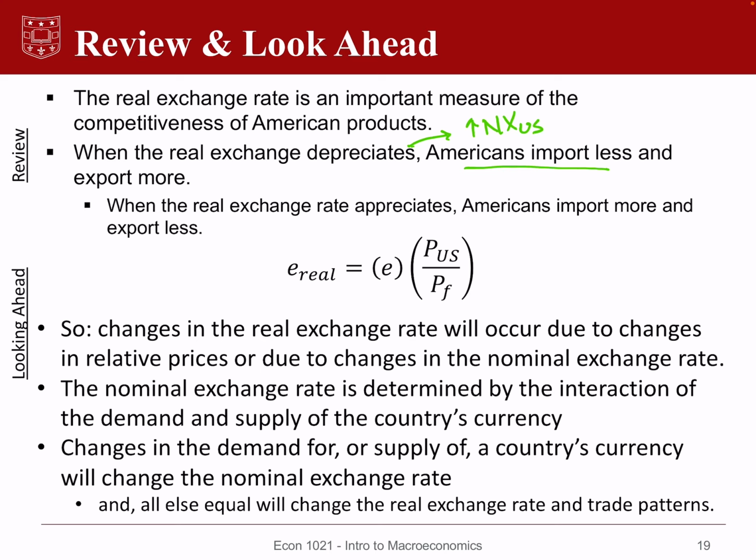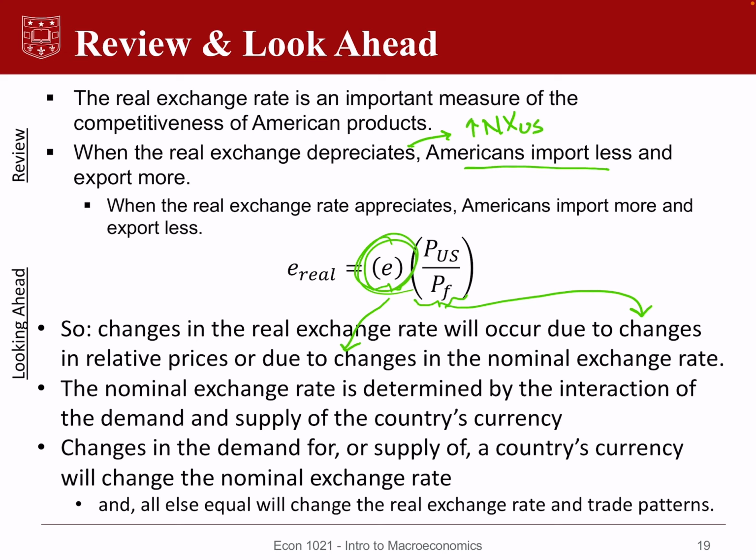So, looking ahead to literally the next set of notes, what can we observe? If we wanted to explain what's happening to net exports, we could say that's happening because there's a change in the real exchange rate, and the real exchange rate itself is going to change either because there's a change in relative prices, so that's this part, or due to changes in the nominal exchange rate. That's that part. And this is what I want to focus on in the next set of notes.